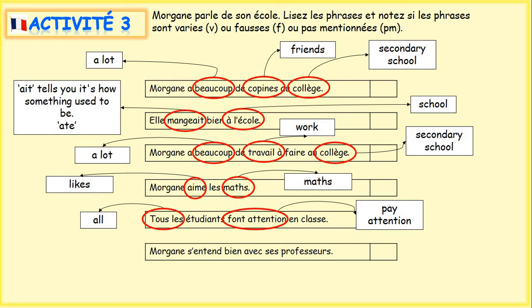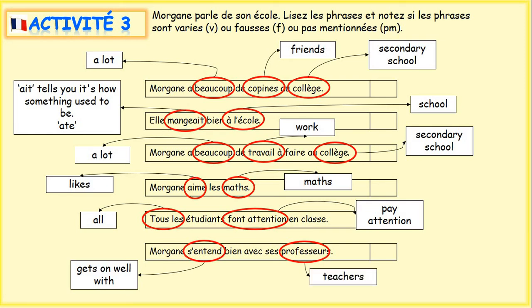And let's look at this last one then. Morgan s'entend bien avec ses professeurs. S'entendre and professeur are our 2 keywords. We know the word s'entendre from the first module, so it's thinking back quite a way now, and it means to get on well with. And professeur are teachers.